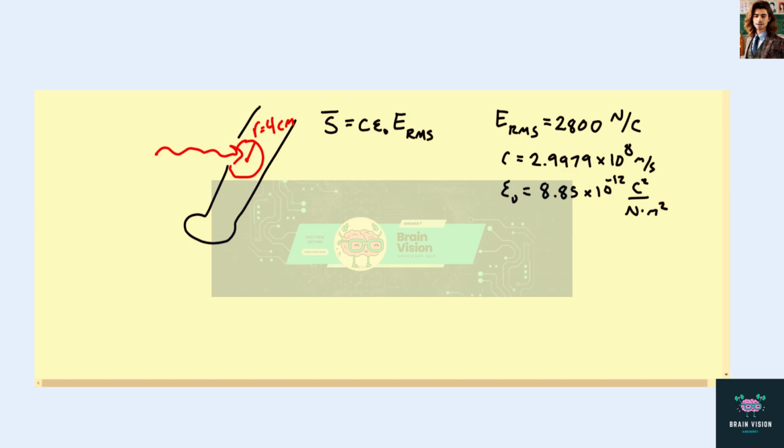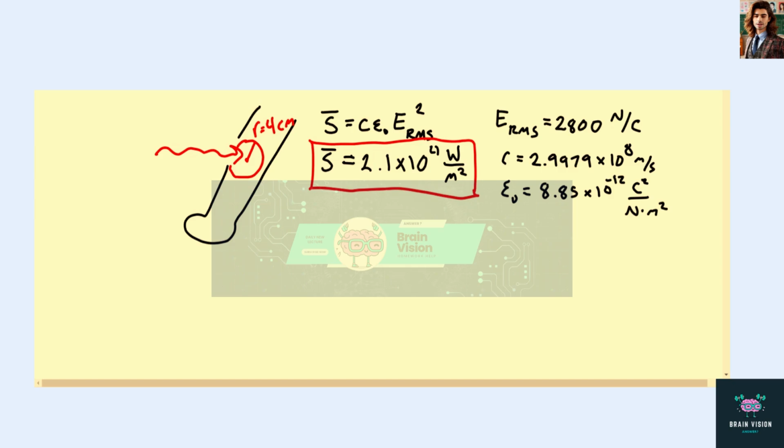And then just plugging all of this in, with the E_RMS squared for our average intensity, you should get that the average intensity is equal to about 2.1 times 10 to the 4th watts per meter squared. And that's the answer to part 1.